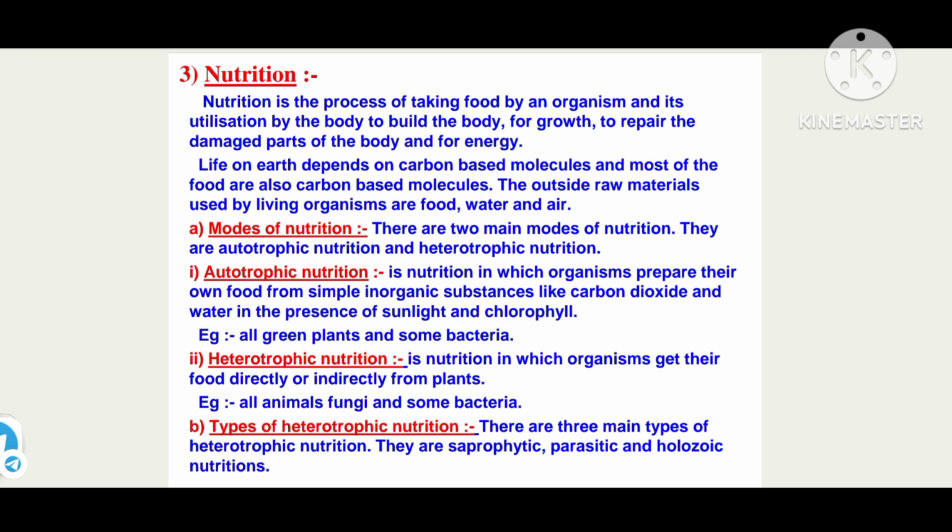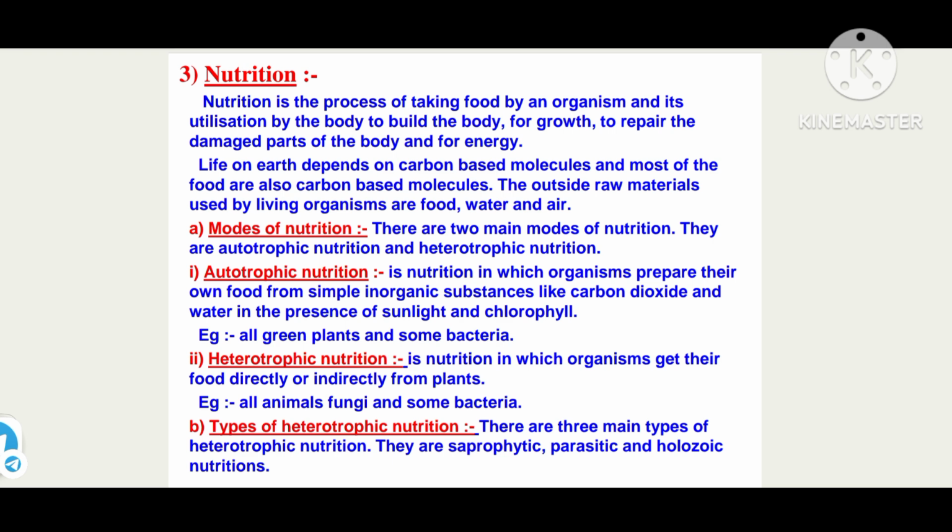Let us learn one by one the modes of nutrition. There are two main modes of nutrition: autotrophic nutrition and heterotrophic nutrition. Remember this point. There are two modes of nutrition, one is autotrophic and the other is heterotrophic nutrition. Let us learn the first one.